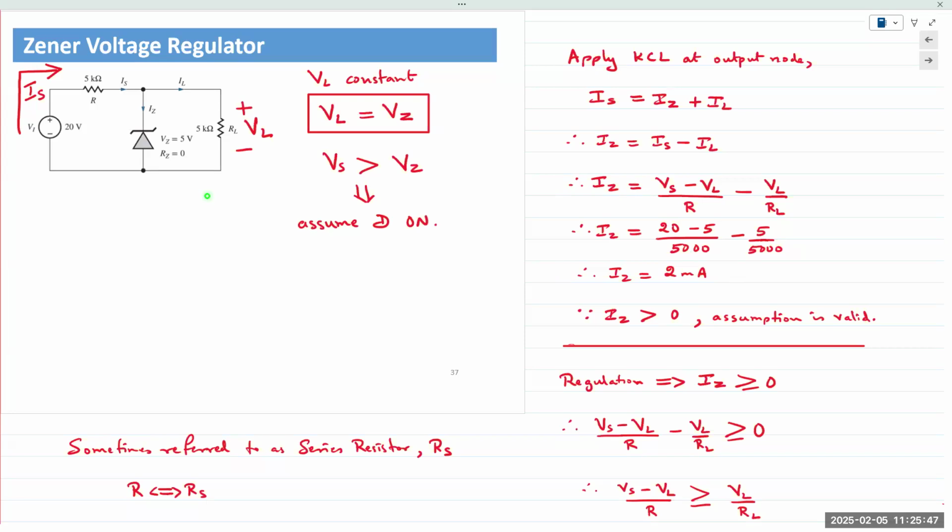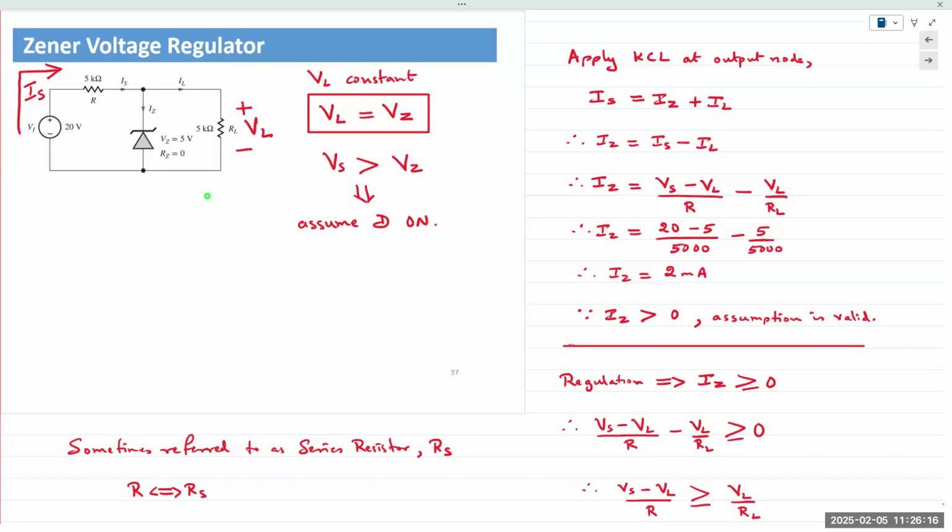It's 2 milliamps, a positive number. That means that the diode is on and our assumption would be valid. Unlike the diode models where we analyze a circuit by assuming the diode is on or off, with the Zener diode model right here, it doesn't make sense to use it as off. If it's off, then there's no analysis to be done. It's simply an open circuit.